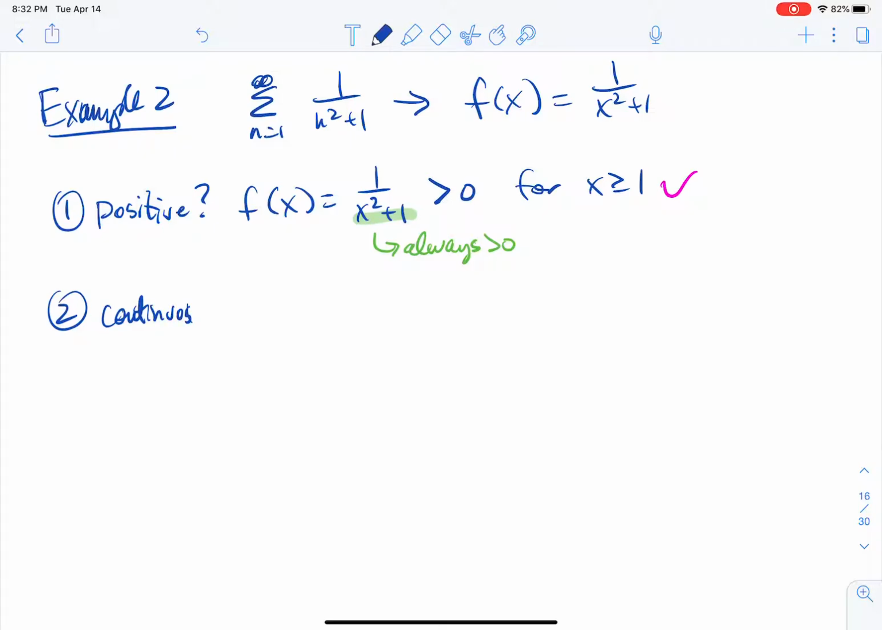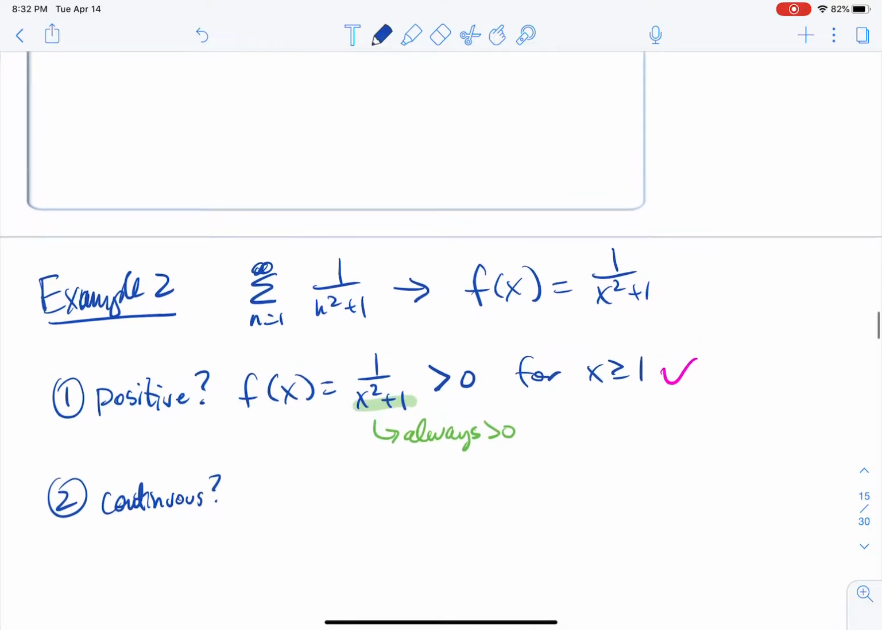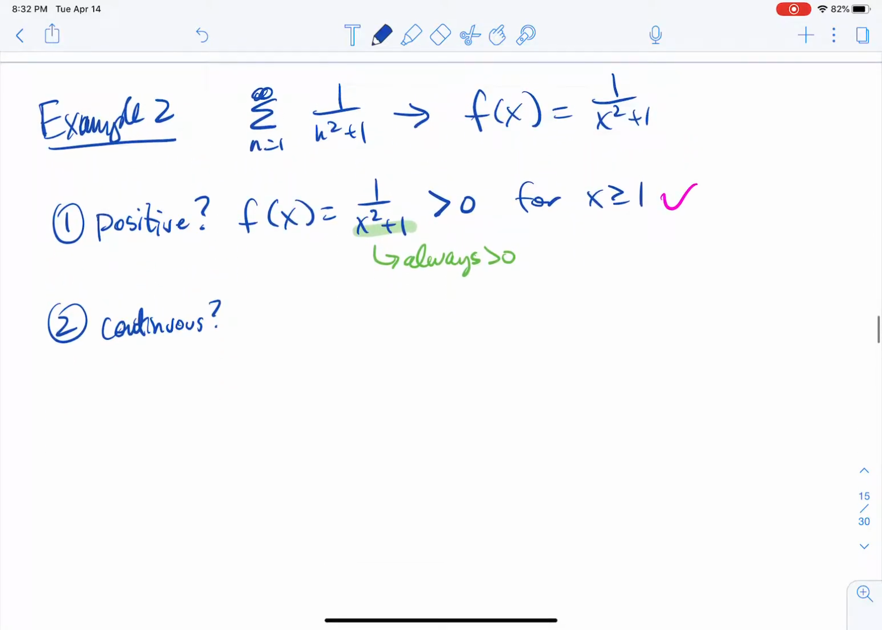So for continuity, this is a rational function. A rational function is continuous on its domain. In its domain, it just happens to be all real numbers. So with x squared, we're taking some number, squaring it, adding 1 to it, it's never going to be 0. That denominator is always a positive number, as we pointed out.